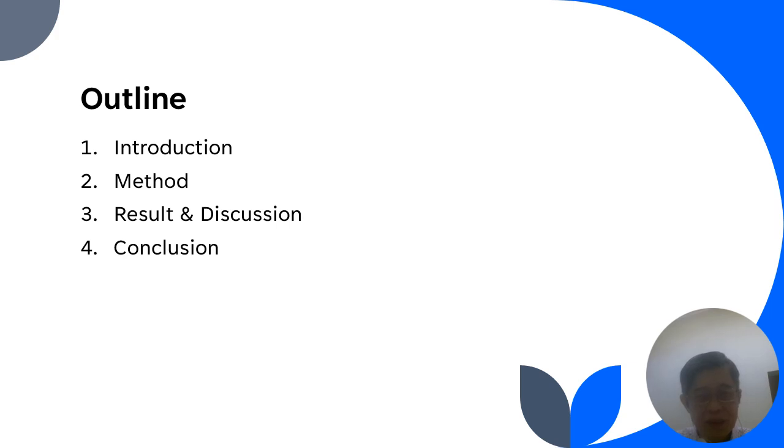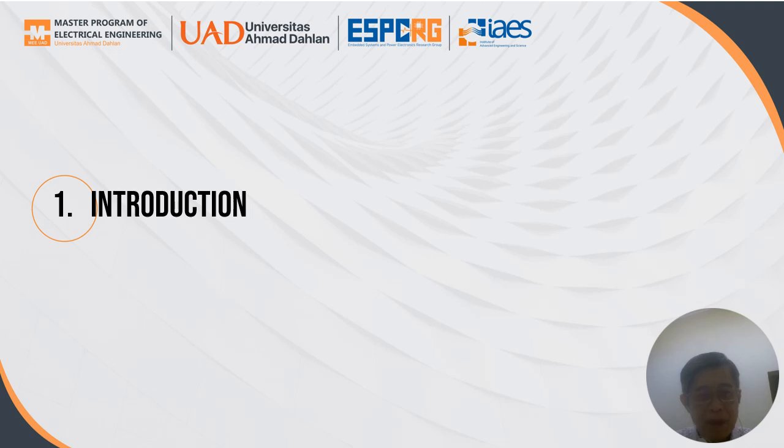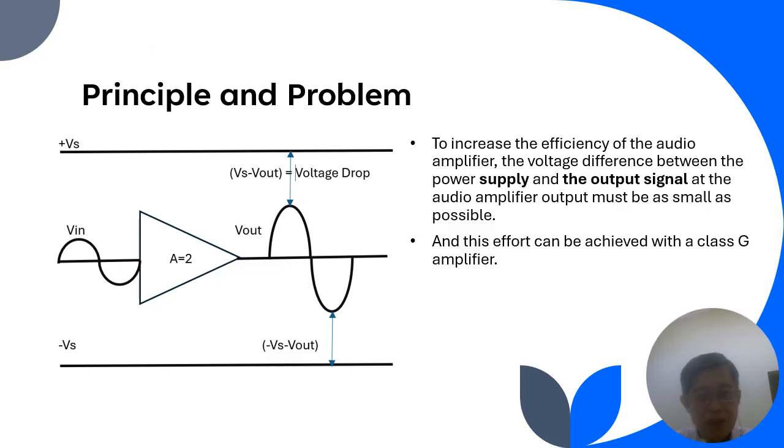Let's start with the first section. In this section, introduction, we will talk about the audio amplifier principle, the problem, and the proposed solution. Principle of audio amplifier: an audio amplifier is an electronic device used to amplify the small signal at the input into a large signal at the output. This large voltage and power level at the output is used to drive the speaker.